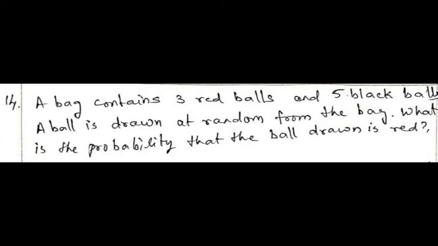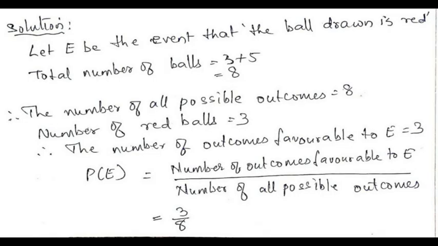Question number 14. A bag contains 3 red balls and 5 black balls. A ball is drawn at random from the bag. What is the probability that the ball drawn is red? So let E be the event that the ball drawn is red. Total number of balls is 8. Number of red balls is 3. Therefore, probability is given by number of outcomes favorable to E divided by number of all possible outcomes, which comes to 3 by 8.